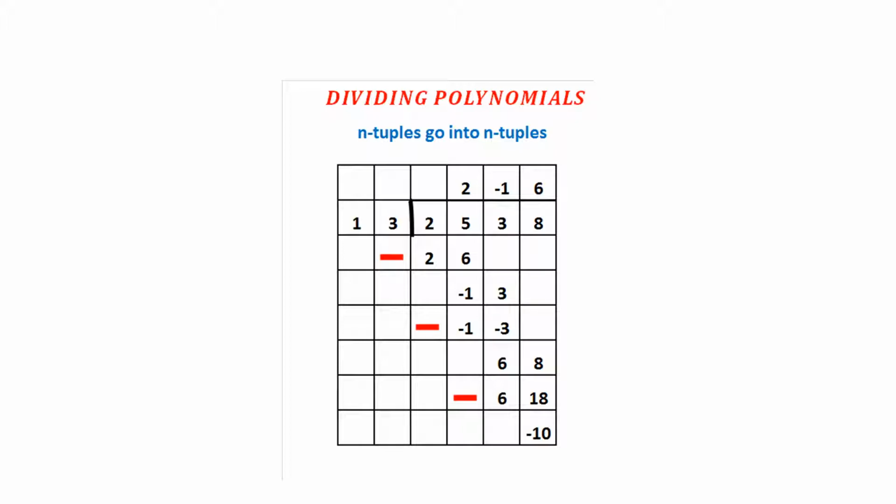Okay, and then you bring down the 8 and you say, how many ones go into 6? 6. So 6 times 3 is 18. 6 times 1 is 6. And you subtract, and you will get a remainder of negative 10. Now what this means is if you take x plus 3, that's 1, 3, times 2x squared minus x plus 6, plus the remainder, negative 10, you will get the dividend 2538, which is 2x cubed plus 5x squared plus 3x plus 8.